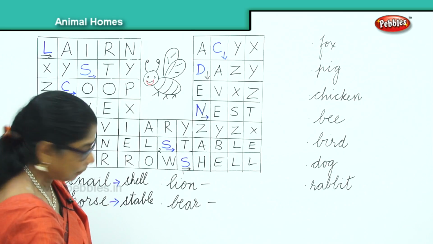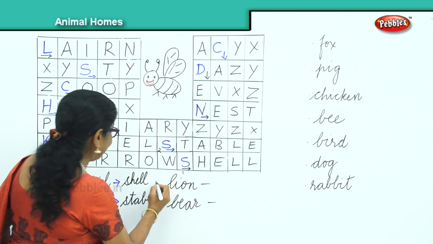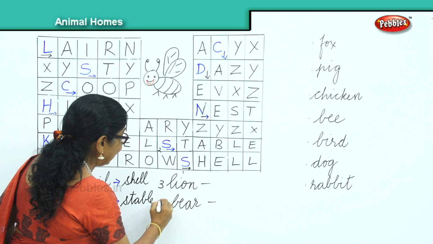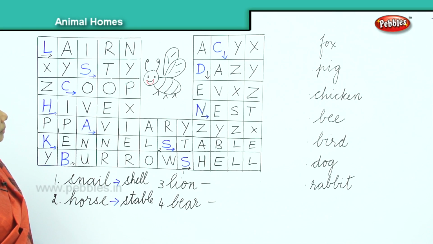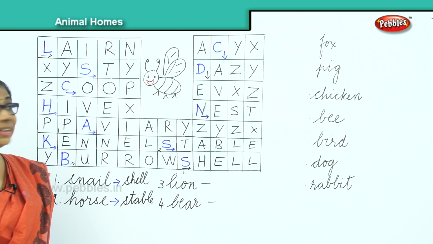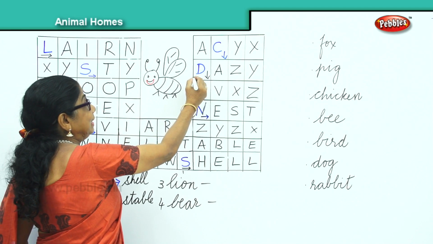Now, next one. Lion, number 3. Where does the lion live? Lion lives in a den. D-E-N.